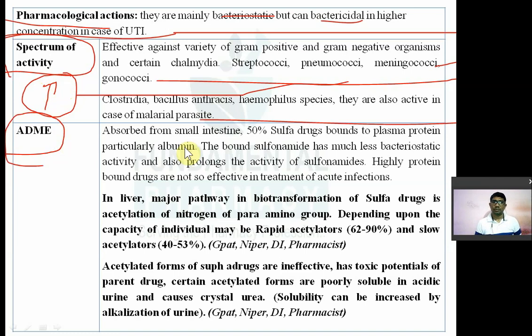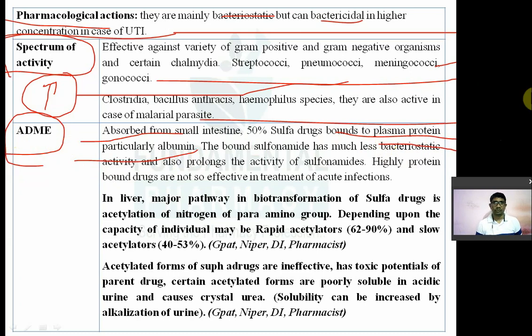Sulfur drugs are almost completely absorbed from the intestine. After absorption, 50% of sulfur drugs bind to plasma protein, particularly albumin. They are protein binding in nature. They have binding capacity. So there might be distribution interactions possible with other drugs like warfarin and all that. Okay. So the bound sulfonamide is less bacteriostatic. ये तो पहले लेक्चर में बोला मैंने.